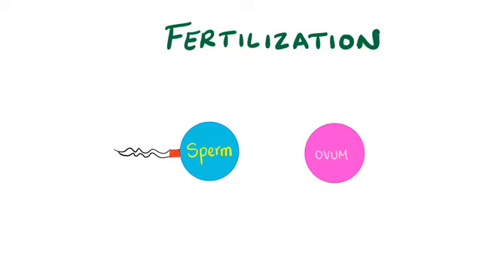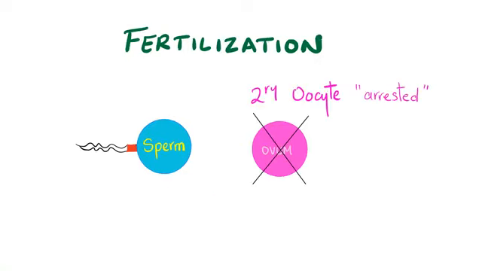Fertilization. What do you know about fertilization? Oh, I know fertilization. It's when the sperm meets the ovum. Shut up. Not true. The sperm never meets the ovum. The sperm meets the secondary oocyte that is arrested in metaphase 2. Once the sperm goes deep inside the secondary oocyte, it will be released from the arrest and it will mature into an ovum. Sperm plus ovum equals zygote.